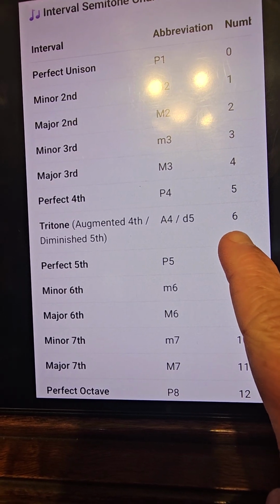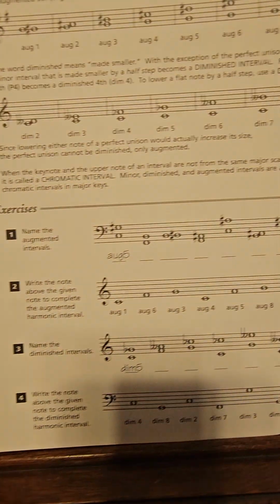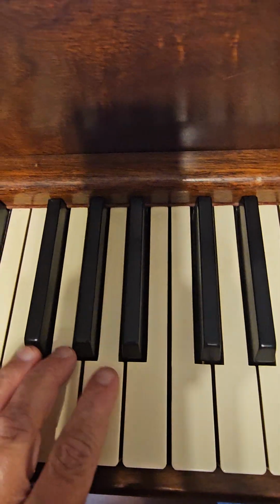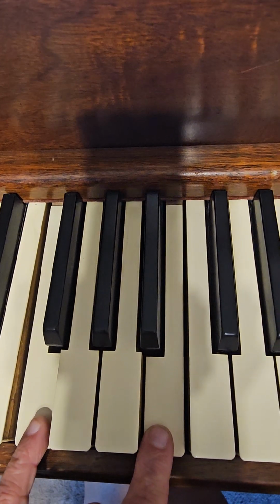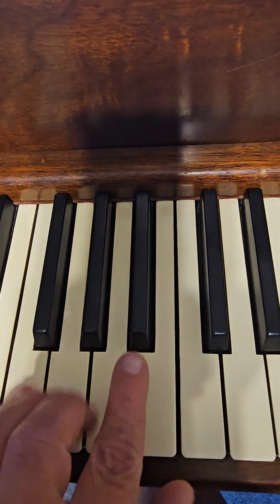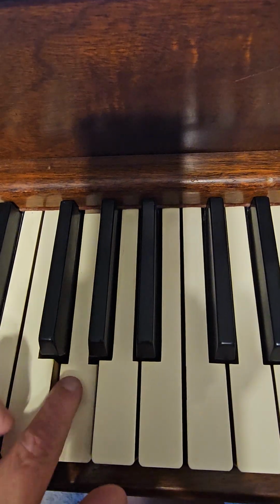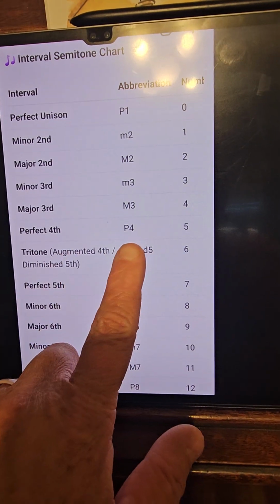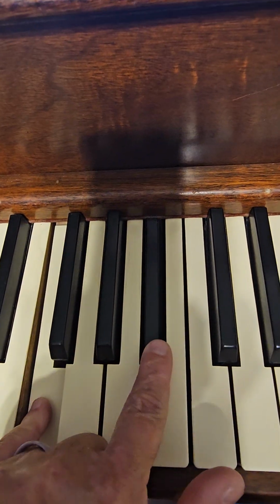Okay, so is it a fourth or is it a fifth? When we look on there, there's no sharps or flats. Well, it's going to be an augmented fourth. 1, 2, 3, 4, 5 semitones is a perfect fourth. A perfect fourth has 5 semitones. 1, 2, 3, 4, 5.